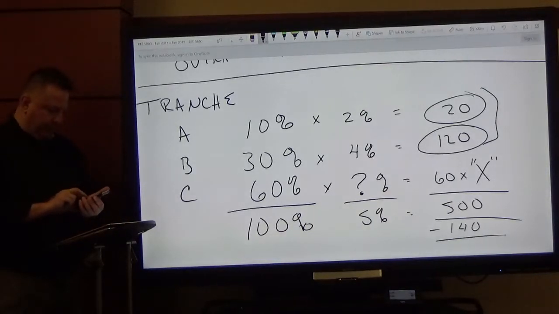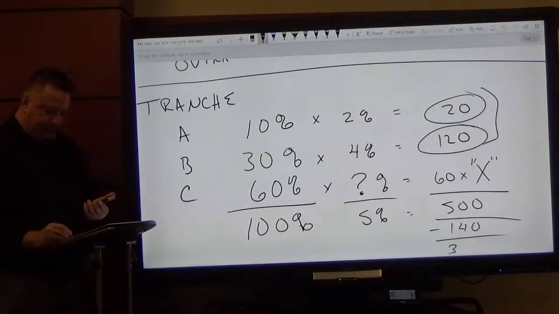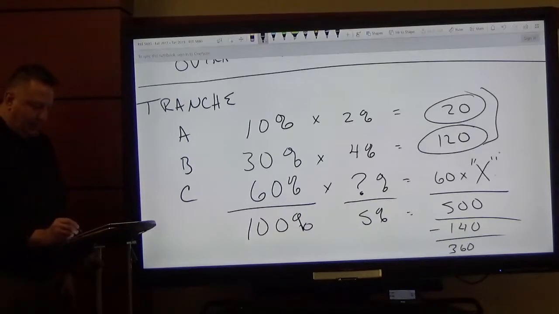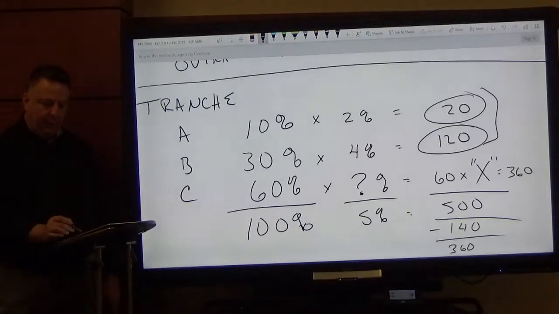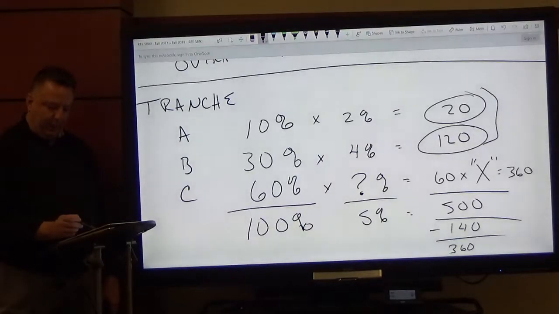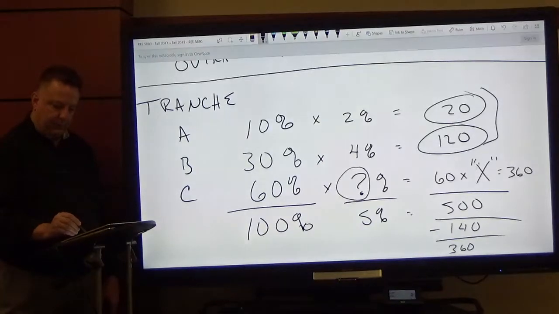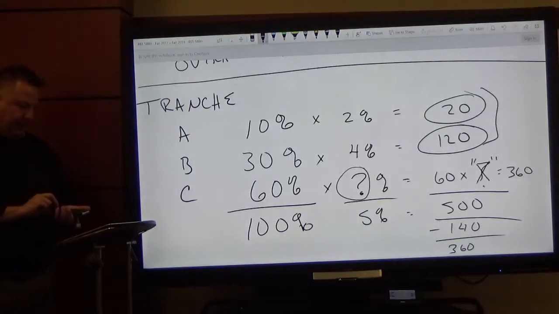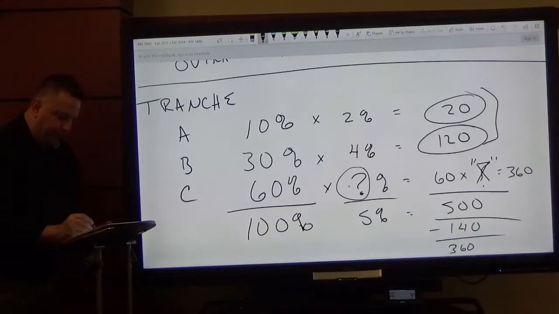So 500 minus 140 would be 360. Okay, all right. So that is going to be 360. But what we're obviously wanting to find out is what X is, what the question mark is. So you're going to do 360 divided by 60, and that's going to give you 6.